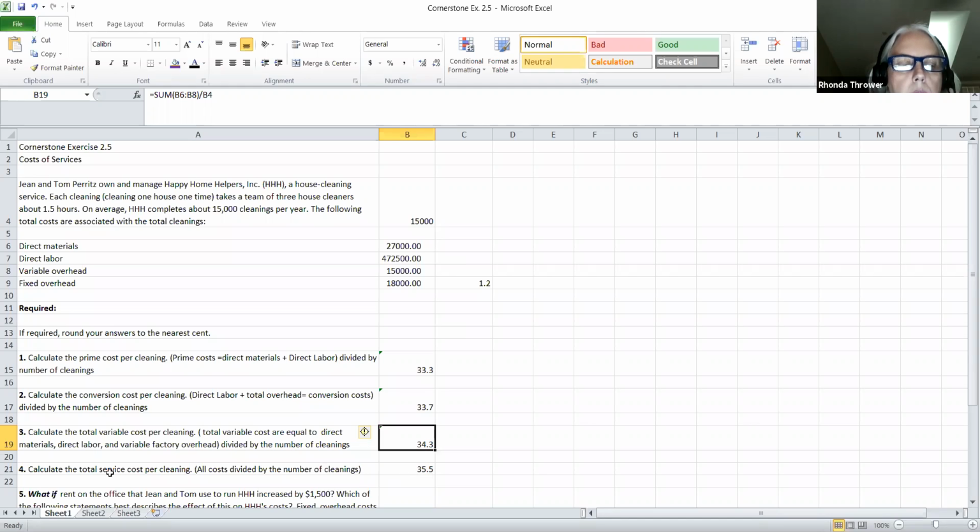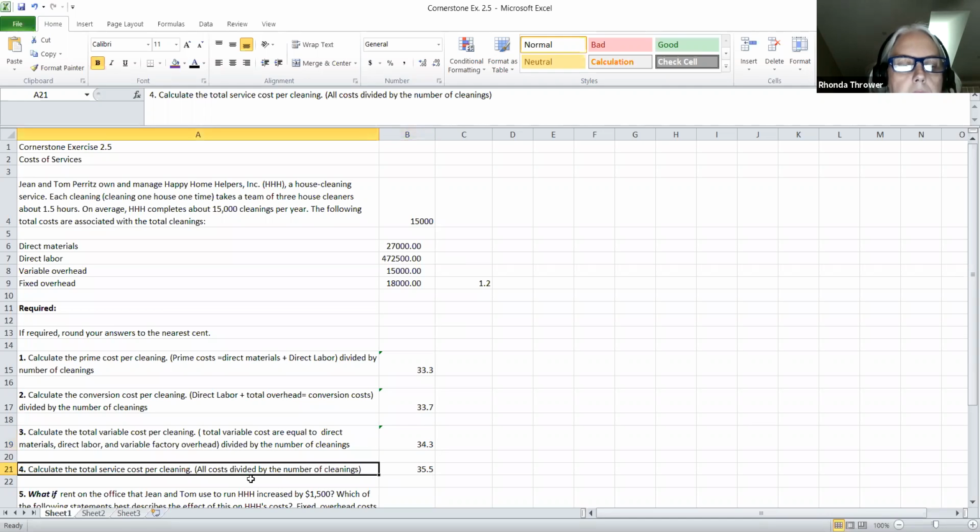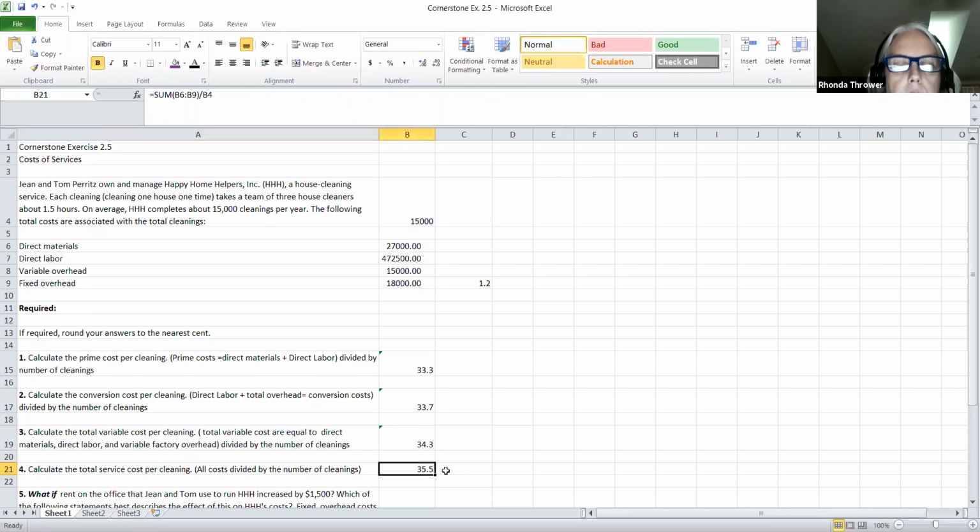In number 4, they want you to calculate the total service cost per cleaning. That means they want you to combine all of the costs together, and once you've done that, divide it by 15,000 cleanings, and that will give you a cost of $35.50.